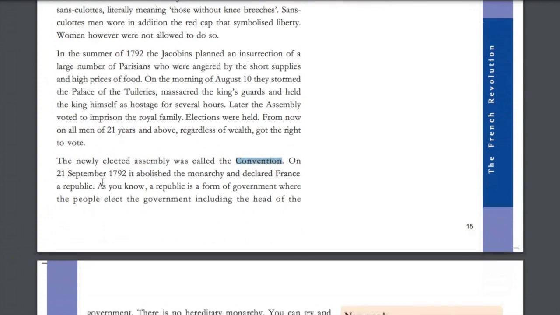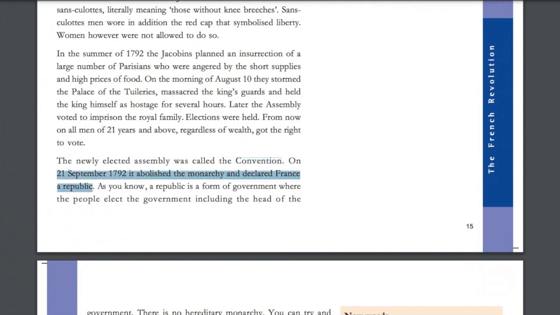On 21st September 1792, it abolished the monarchy and declared France a republic. The monarchy was totally abolished. Before, they thought the king must not be removed; he must be given some importance. Later, they did not want a king at all because he got into secret negotiations with Russia. So they removed the monarchy totally from France and declared it a republic.